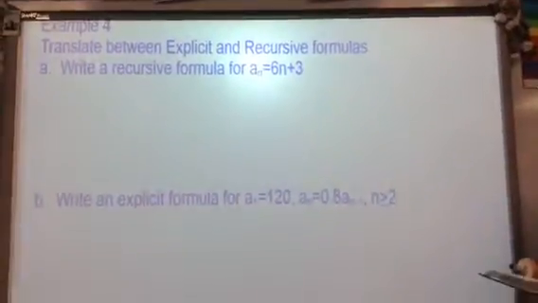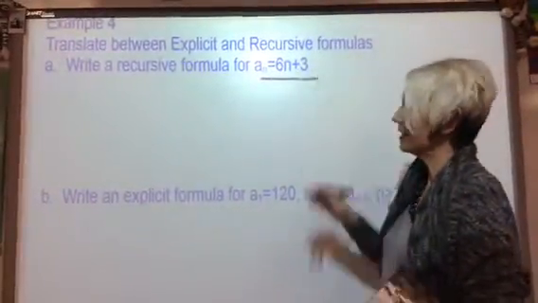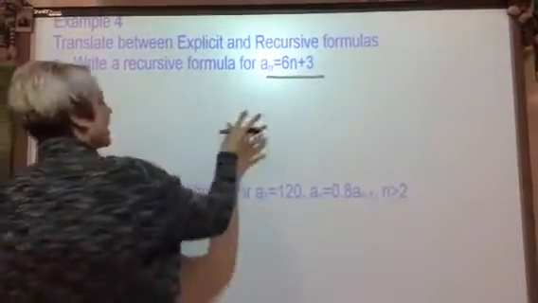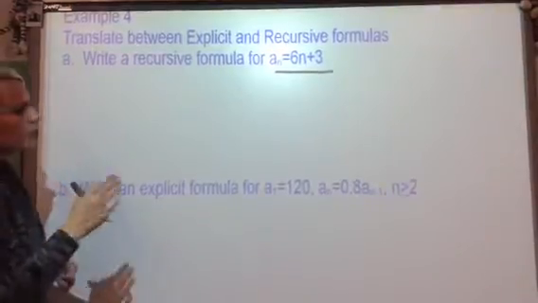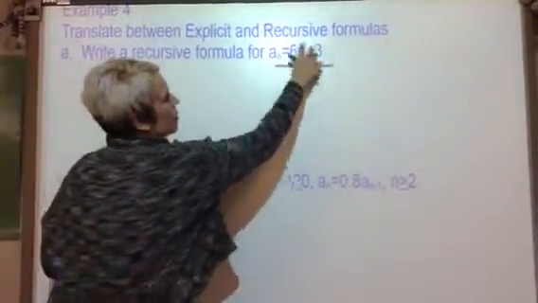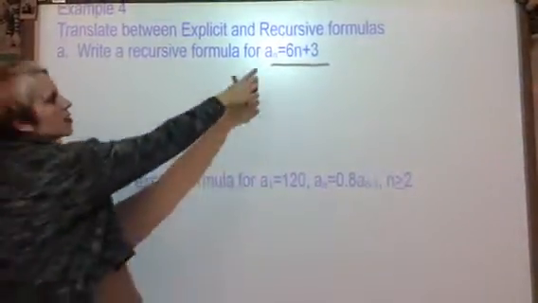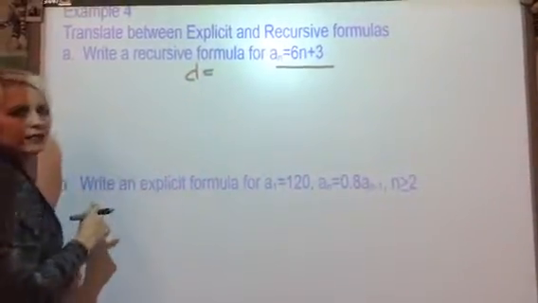So how could I go from one form to the other? Well, this is an explicit, and I want to know the recursive. If this is my explicit formula, you have to think of two things. Is this arithmetic or geometric? Well, if I have this adding here, this is going to be an arithmetic, so I'm going to have to figure out what my d is, my common difference.